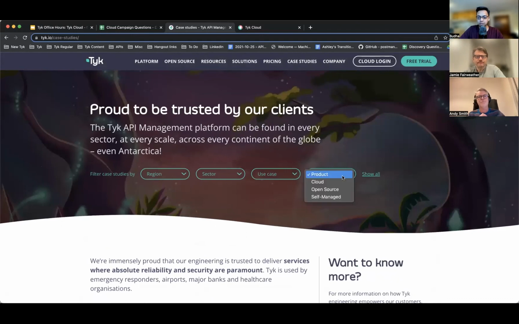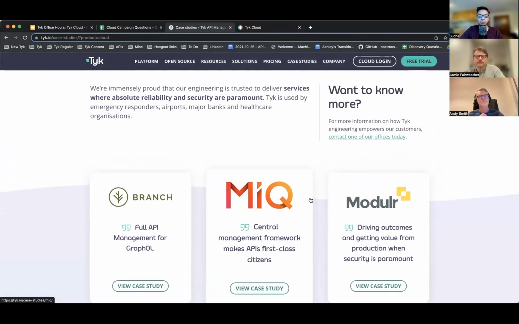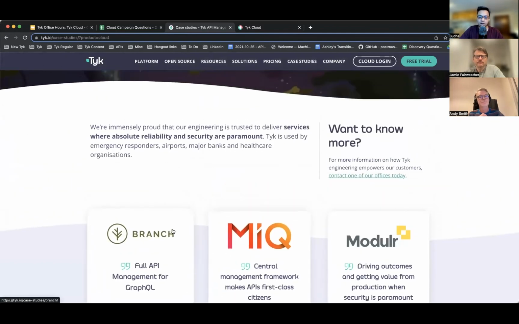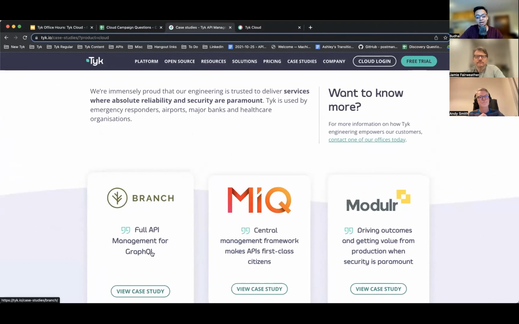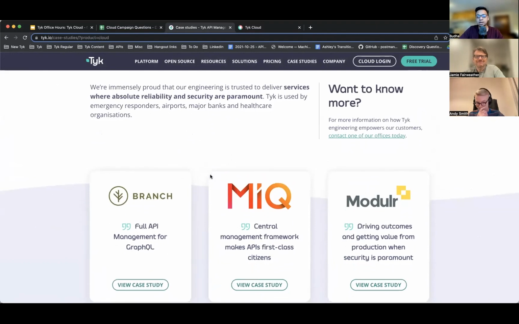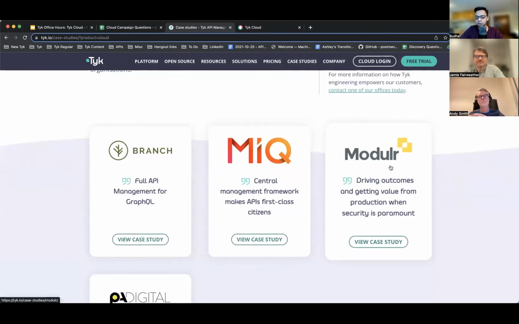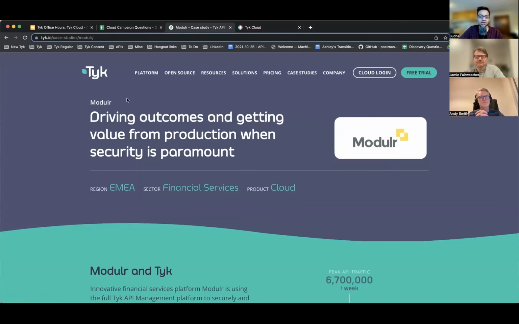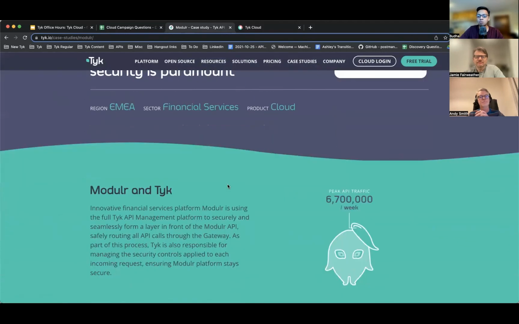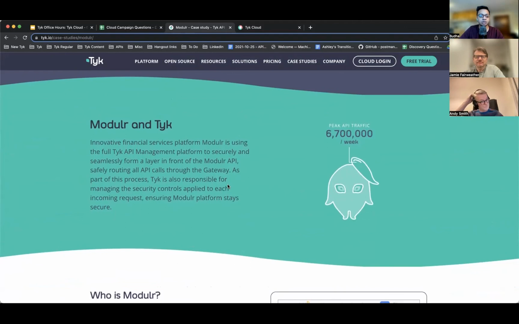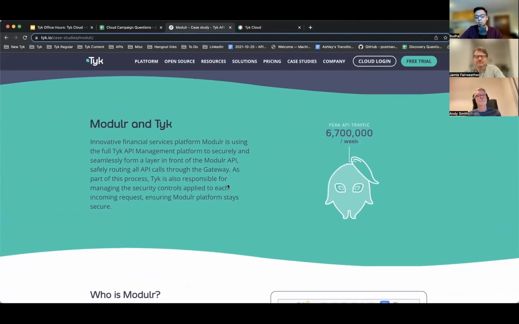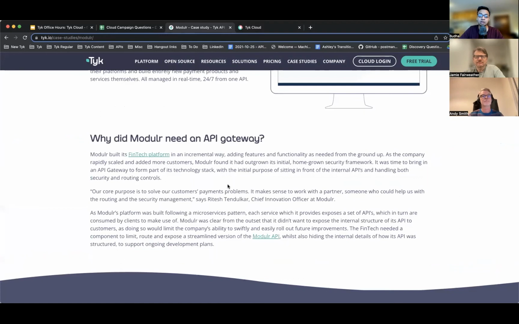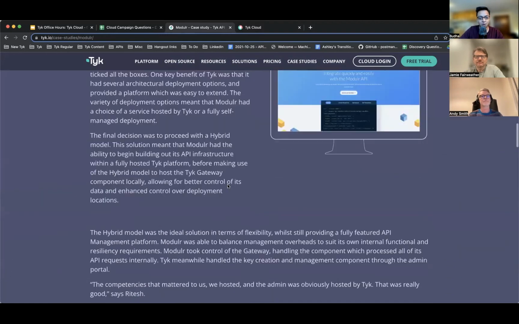And under here, if you look at the product, we've got Cloud. So if you go under Cloud, you'll see our different publicly available case studies here. We've got Branch, where we are looking at fully managed GraphQL on Tyk Cloud. We've got MIQ, we've got Modular, who are in the financial service industry, an example that I gave earlier on. And if you go inside, you've got way more details in each one of them in terms of who they are, why they are using Tyk, what kind of benefits they have gotten by using Tyk, and what they're looking forward to in the next phase of using Tyk.